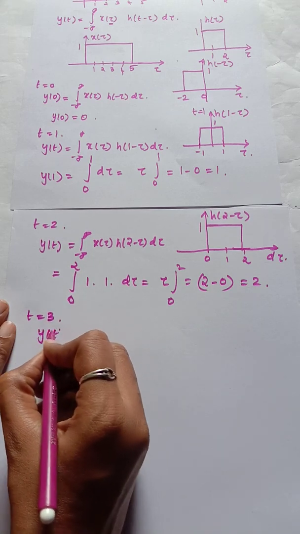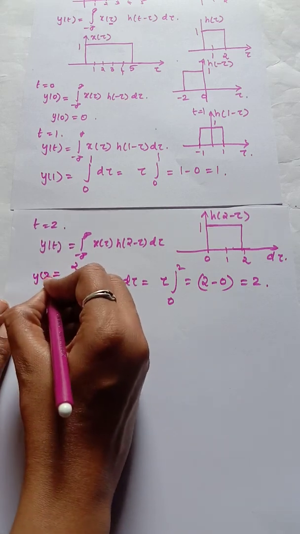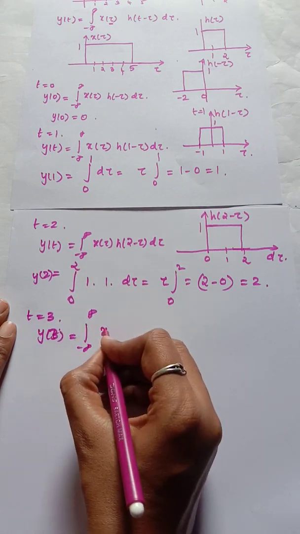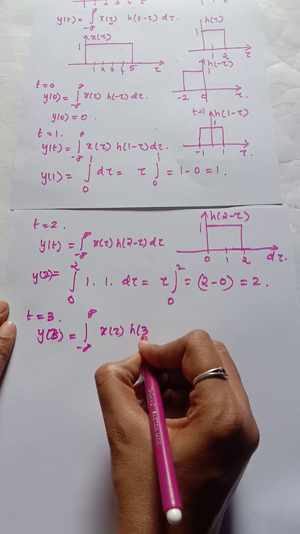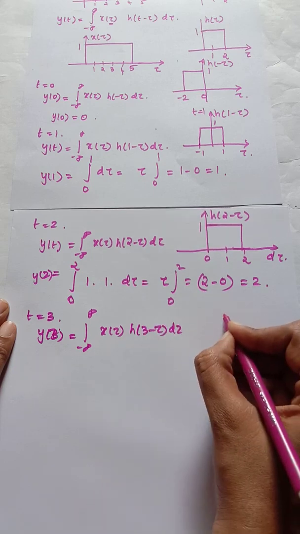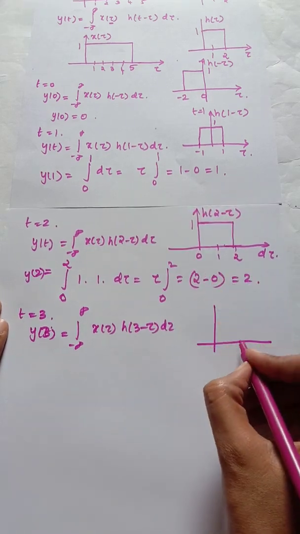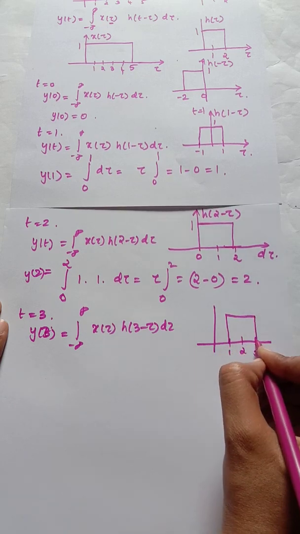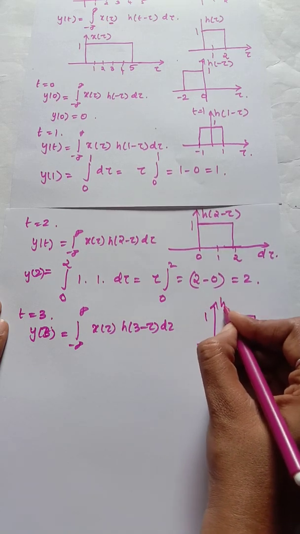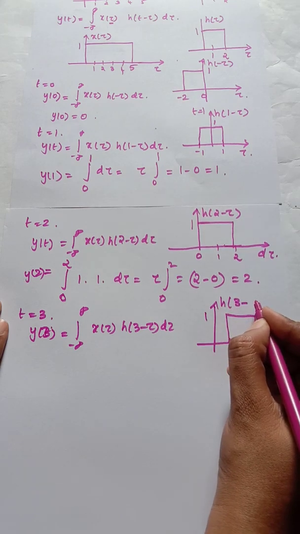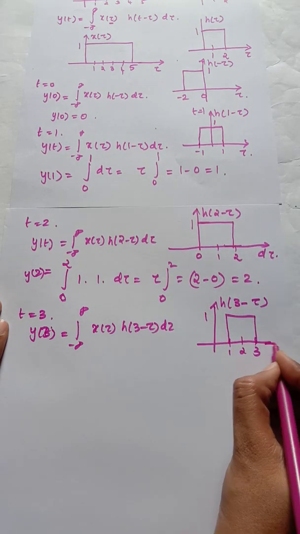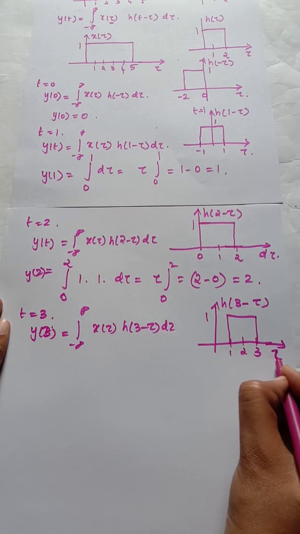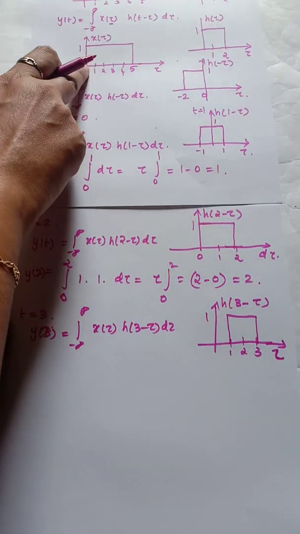So what will you get at y of 3? So this is what your y of 2 was. Y of 3 is the integral from minus infinity to infinity of x of tau h of 3 minus tau d tau. So now again I need to shift this to 3. So this is from 1 to 3 and the amplitude is 1 and it is h of 3 minus tau. So now multiply with this signal.